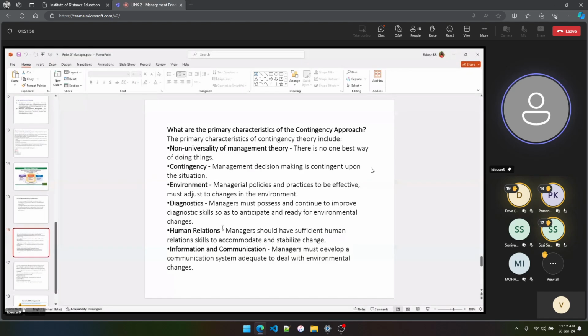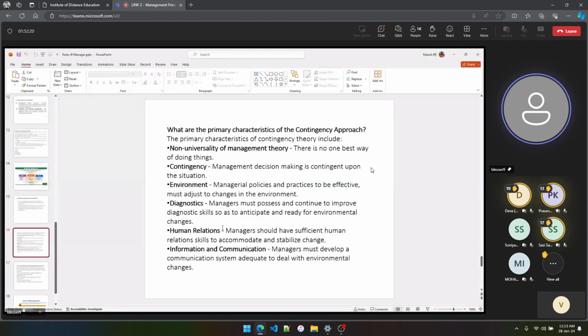Diagnostics. Managers must possess and continue to improve diagnostic skills so as to anticipate and be ready for environmental changes. So you, being a manager, should always be watchful. You should expect the worst. You should always be doing some research. What is happening around you, what is happening inside in the internal environment, what is happening outside in the market. So all these things you have to research a lot. Always you should be in a position to diagnose what may come in the future.